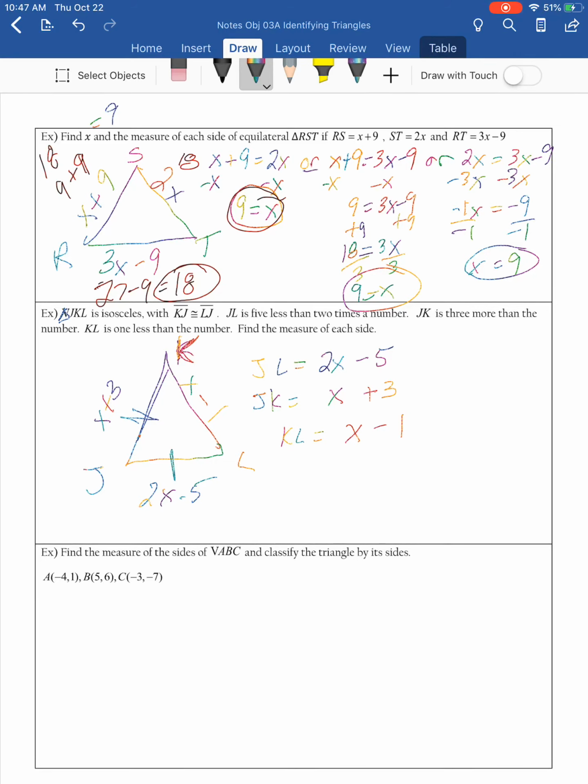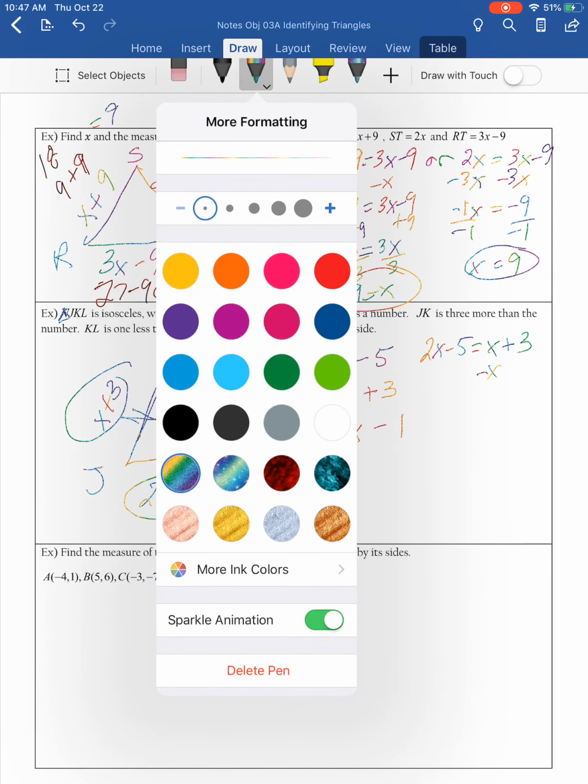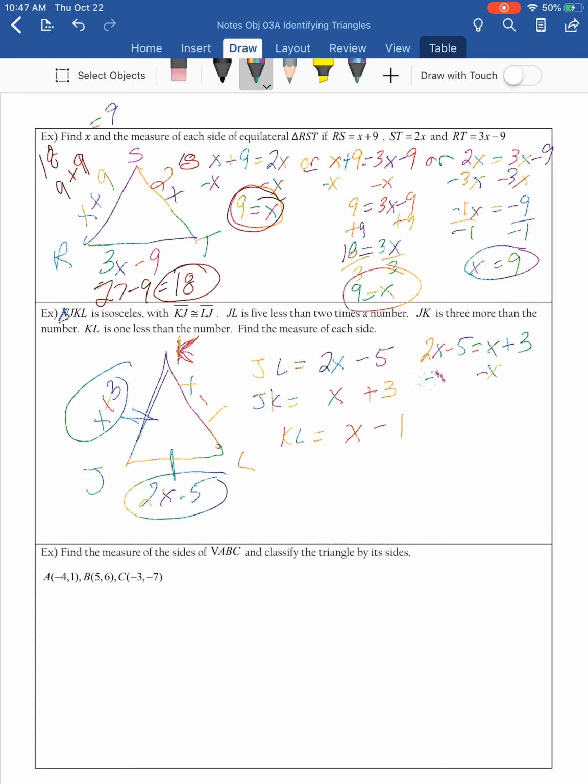Okay. So then I use what I know. It says it's an isosceles triangle, and these 2 sides are congruent. So those are the parts I'm going to set equal to each other. So this is 2x minus 5 is equal to x plus 3. Sorry, didn't mean to do that. All right. So subtract x, x minus 5 is equal to 3. x is equal to 8.